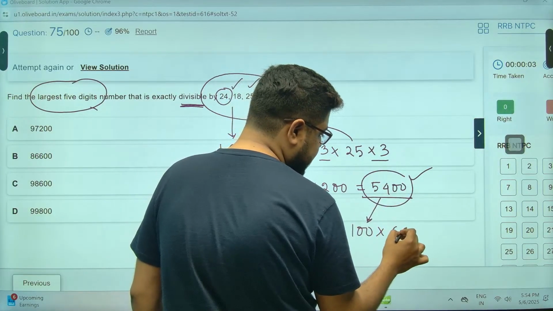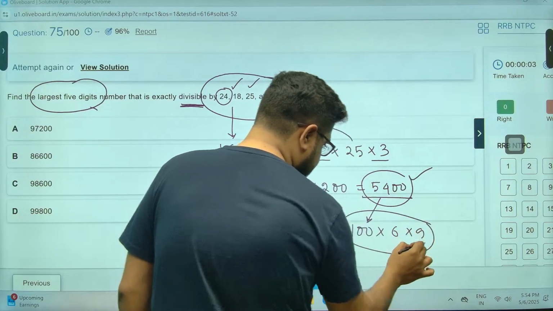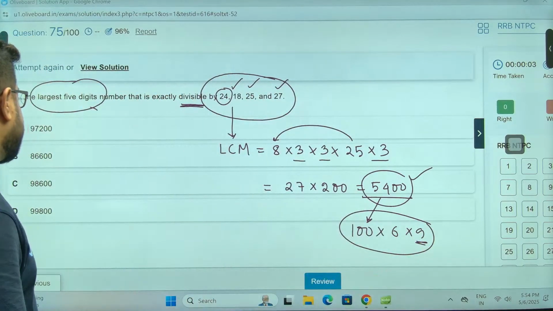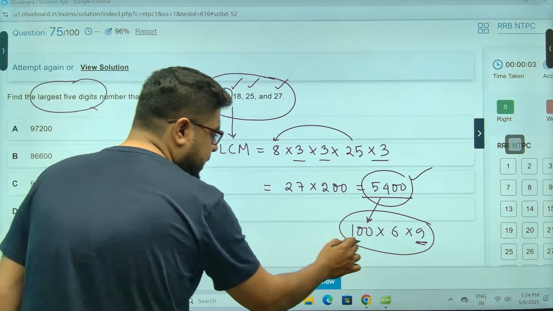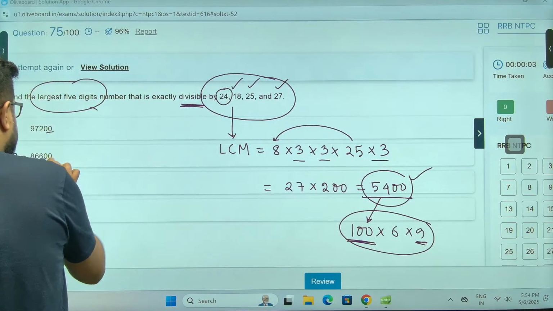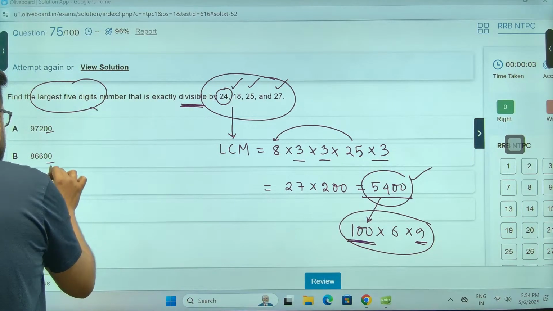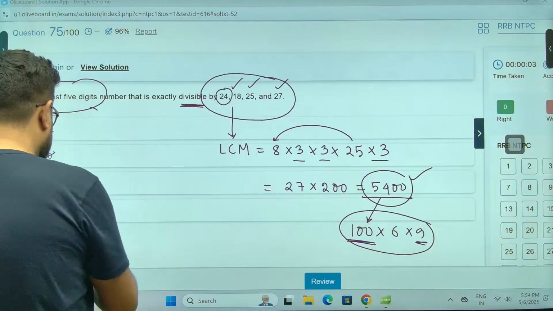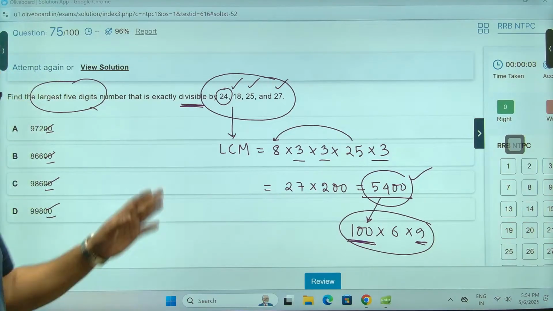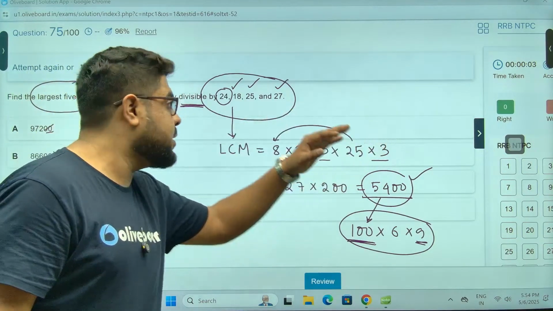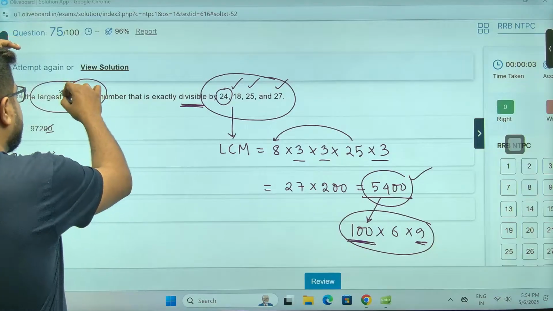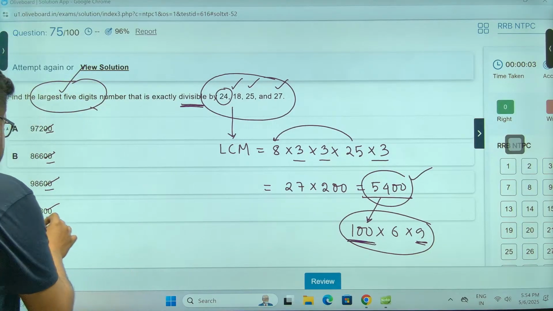And this is 6 into 9. So 9 ka divisibility, let's check. All are divisible by 100. Why? Because there are two zeros at the end. So two zeros, like this. 9 ka divisibility check, and always start from the biggest number because we are trying to figure out the largest one. So biggest is this.